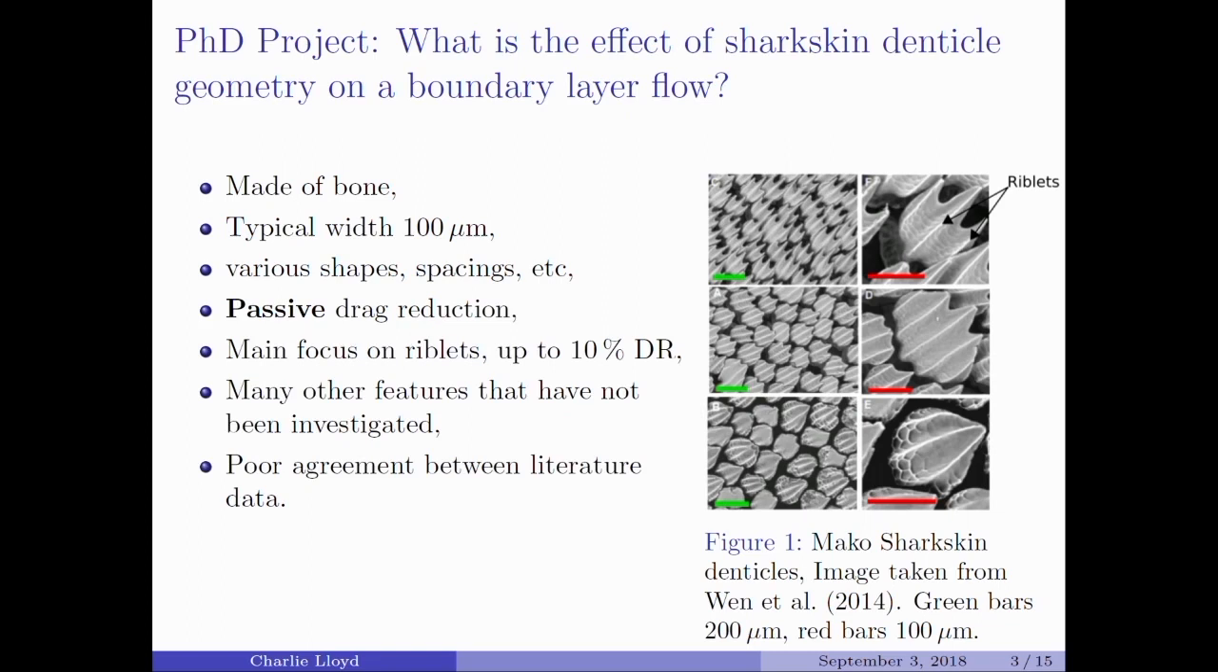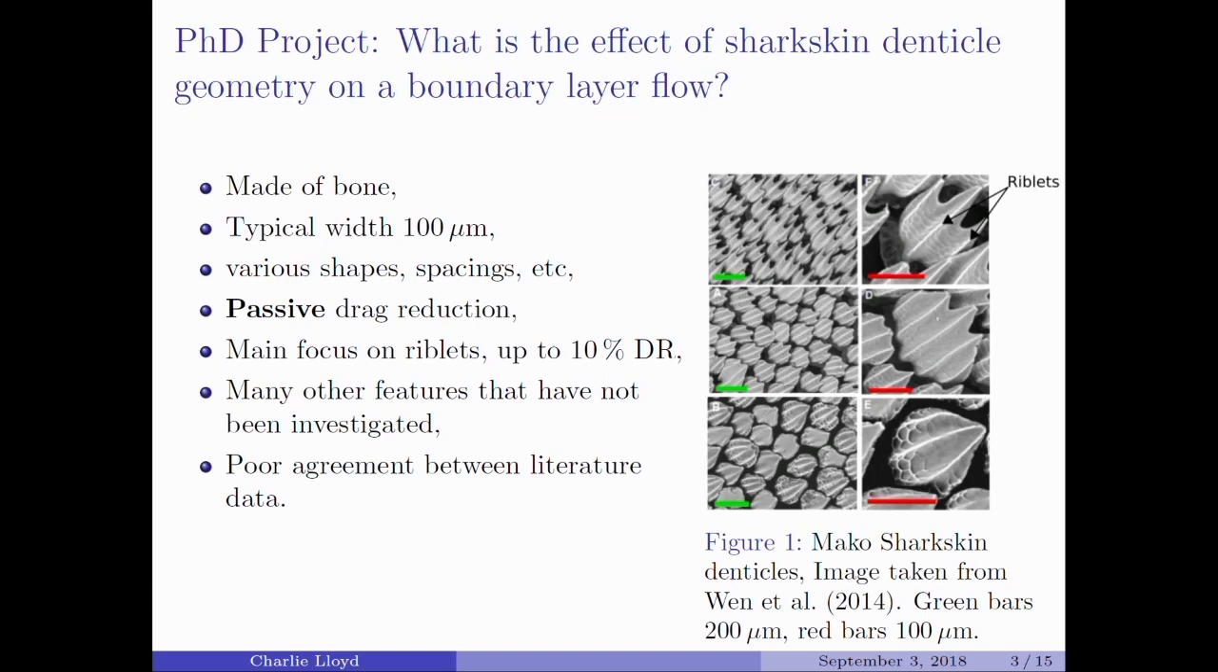So what's been done already? Most focus has been on riblets. We've seen a few talks already today on riblet flows. In terms of streamwise parallel riblets, these can typically reduce drag by about 10%, and there's very good agreement between the literature data on these flows. But there's lots of features in these shark scales that haven't yet been investigated. For example, there could be flow underneath these kind of structures that could be interfering with the boundary layer. And these things haven't been really investigated.